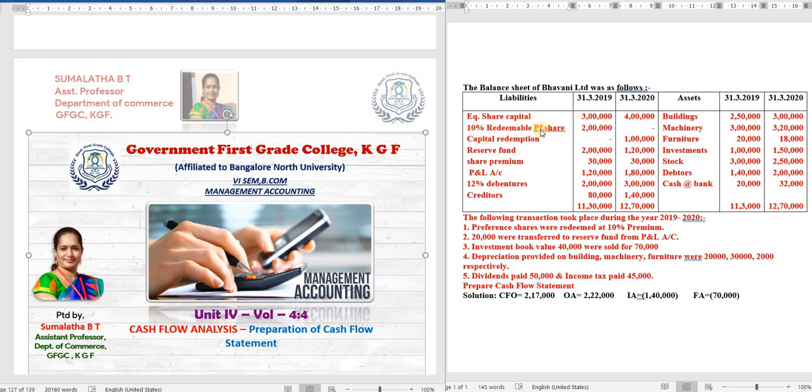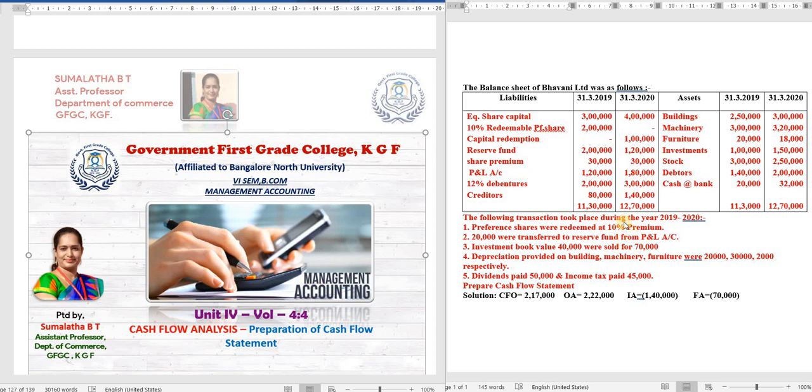And next, 10% redeemable preference share. Last year 2 lakhs, this year nothing. That means it is a redeemable share which they have redeemed. And there is some information related to this. Check out: preference shares were redeemed at 10% premium. When they are redeeming, they are giving the premium.